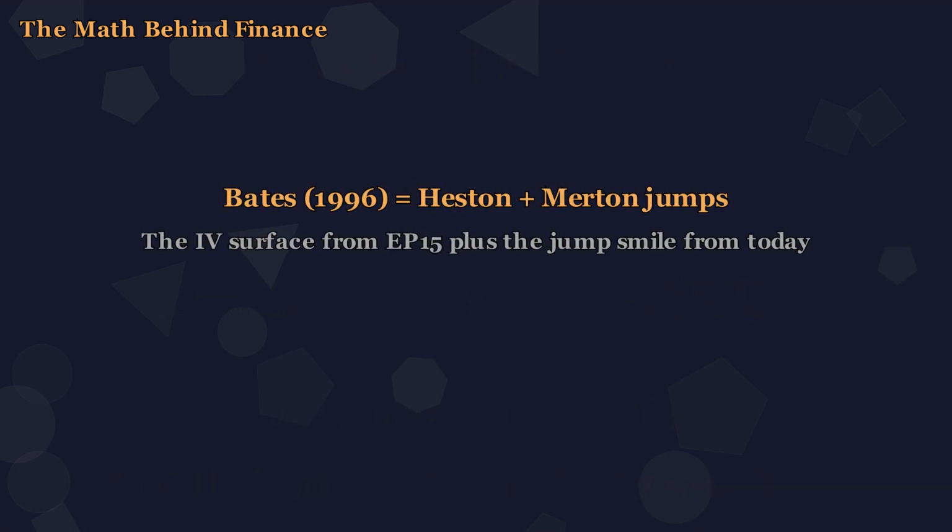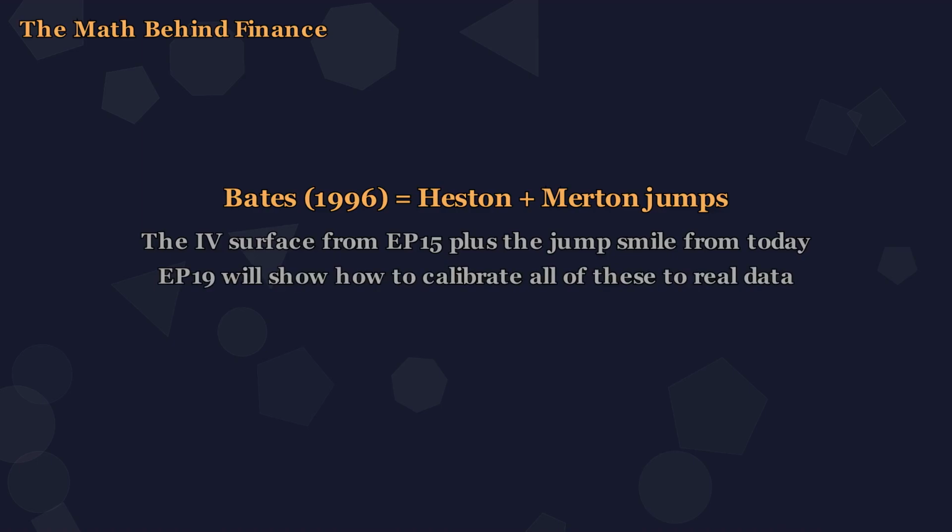The Bates model from 1996 combines both. It takes Heston's stochastic volatility engine and adds Merton-style jumps on top. In episode 19, we will calibrate these models to real option data and see which combination the market actually believes in. But first, these same jump equations have a secret life outside of finance.